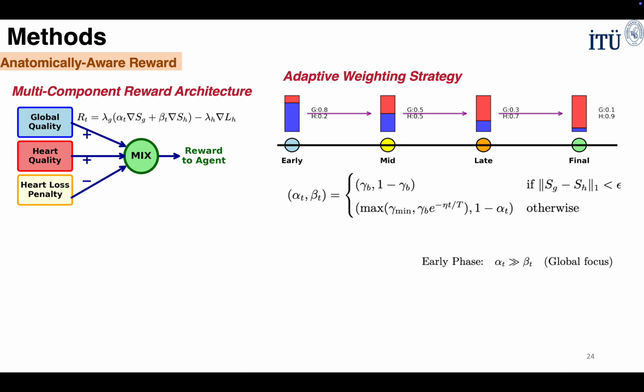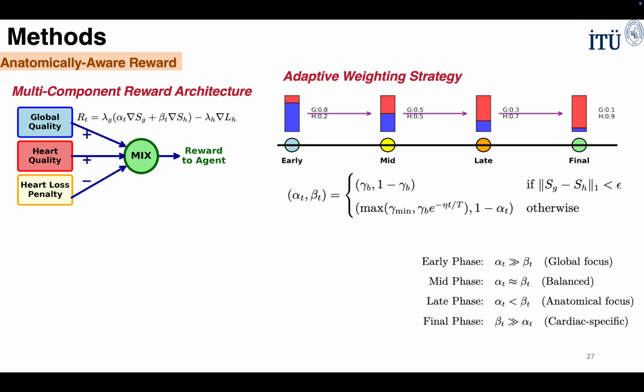The adaptive weighting strategy. Notice how the weights change during the training phase. Early phase, alpha_t is greater than beta_t. The agent first learns basic reconstruction. Middle phase, alpha_t is approximately equal to beta_t, transitioning between global and local optimization. Later phase, alpha_t is less than beta_t, emphasizing cardiac-specific data. Final phase, beta_t is greater than alpha_t, fine-tuning for diagnostic accuracy.